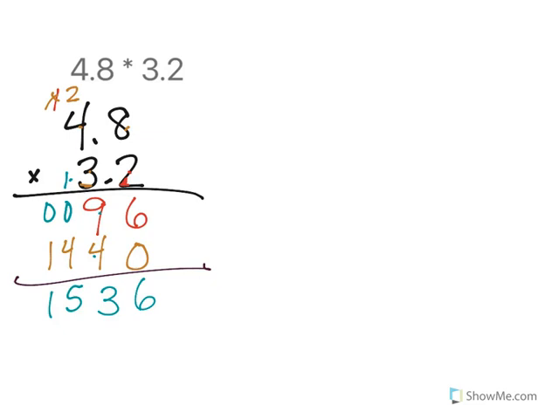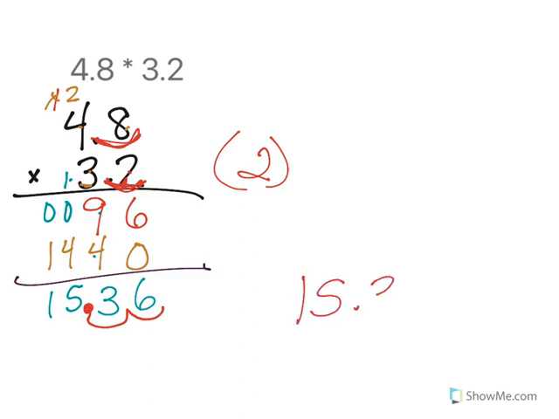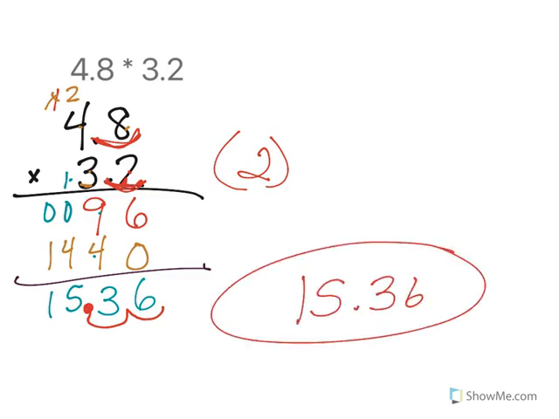Now we count decimal places. So in the top, there's 1 number to the right of the decimal, and here there's 1. So 1 plus 1 is 2. So I have 2 decimal places. So I go to the end of my number, count over 2, and that's where my decimal goes. So this is 15 and 36 hundredths.